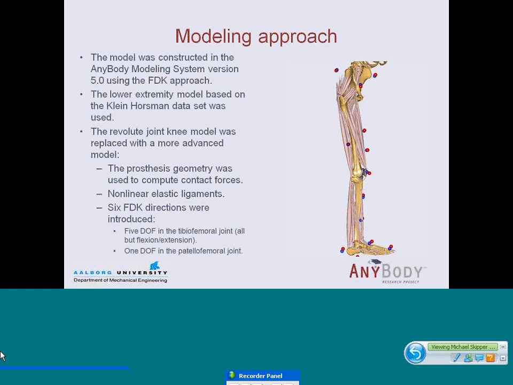I included nonlinear elastic ligament models, and then I introduced 6 force-dependent directions in the model. I introduced the 5 degrees of freedom in the tibiofemoral joint, so all but flexion extension. Flexion extension was actually used to get the model to produce the motion we were interested in analyzing. And then I introduced 1 degree of freedom in the patellofemoral joint, which is in principle the compressive direction. So the patella is actually sliding on the front of the femoral compartment.